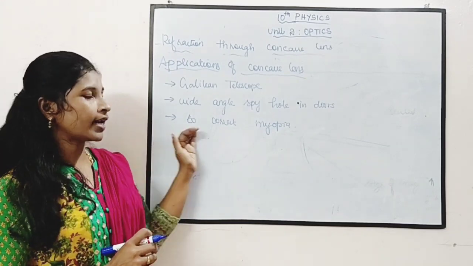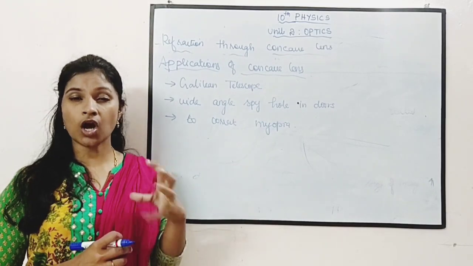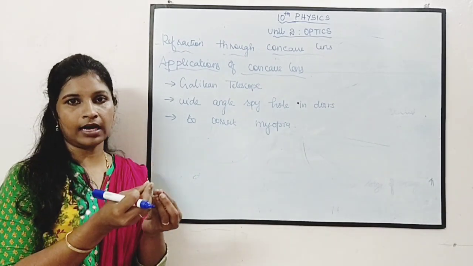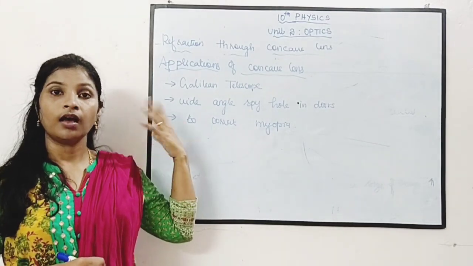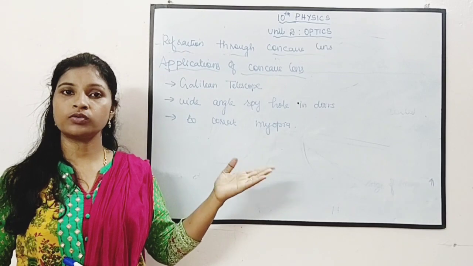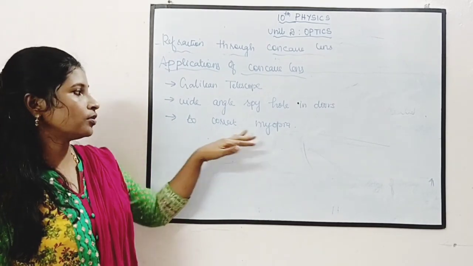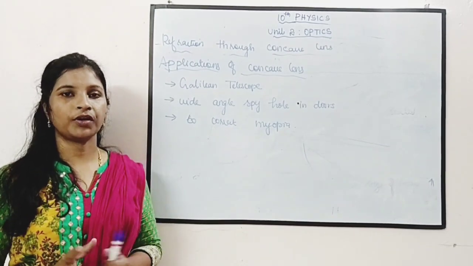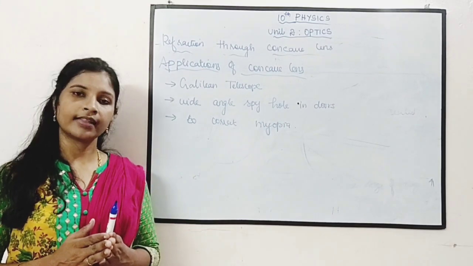Also, to correct myopia, we use this concave lens. Myopia means short sight, that is, people who have reduced vision for distant objects will use this lens. For convex lens, we use it for hypermetropia, for long sightedness people. To correct the myopia problem, we use this. Hope you could understand the refraction through the concave lens and its applications. Thank you for watching.